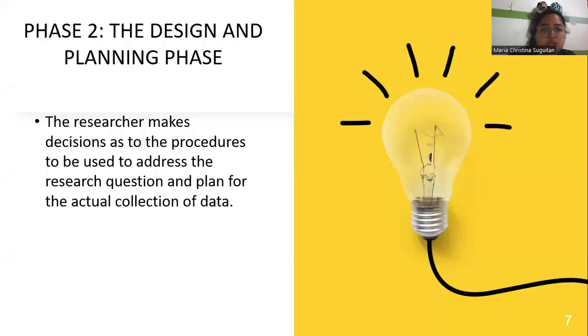How about phase 2, the design and planning phase? So part of the design and the planning phase, the researcher makes decision as to the procedures to be used to address the research question and plan for the actual collection of data. So dito na kayo mag-brainstorming. Di ba kanina nag-brainstorm kayo sa una? Lalo nyo pa pong gagamitin yung brainstorm nyo dito. Okay, kasi mag-iisip na kayo kung ano yung mga gagamitin yung designs, materials. Ayan. That's part of phase 2.